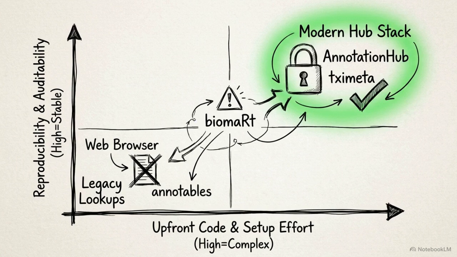Legacy packages and web tools sit entirely in the bottom left. They take seconds to use, but fail basic audit checks. BioMart sits directly in the center. It requires coding knowledge and leaves a script trace, but remains too vulnerable to network shifts to meet strict publication standards. The modern stack moves to the top right quadrant, demanding heavy upfront configuration to guarantee absolute data stability.